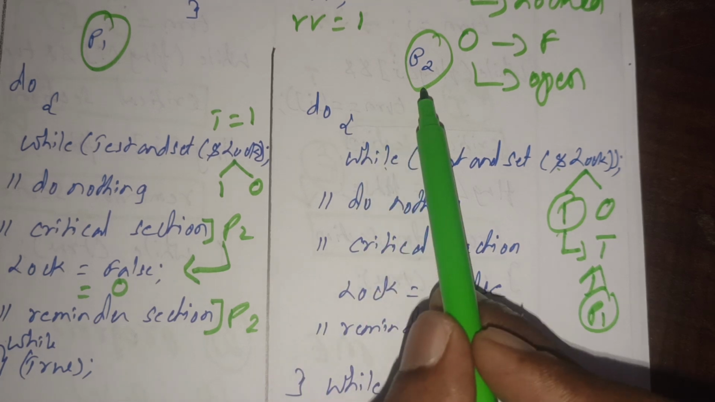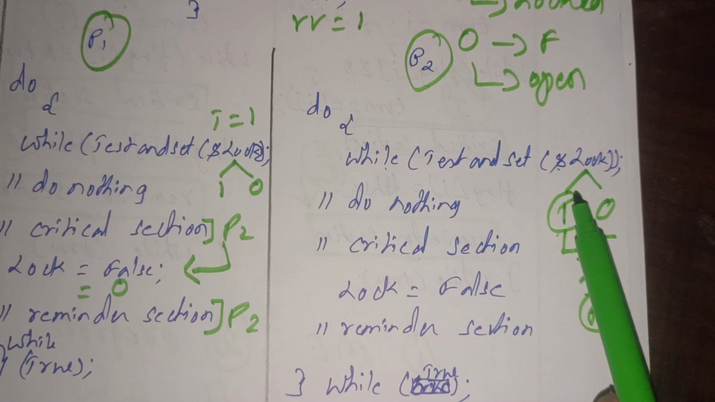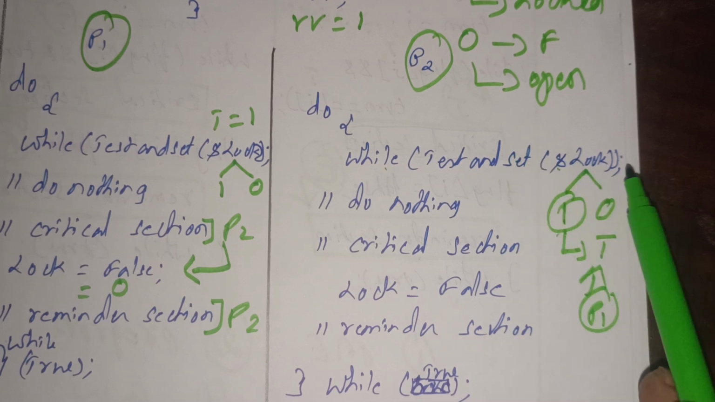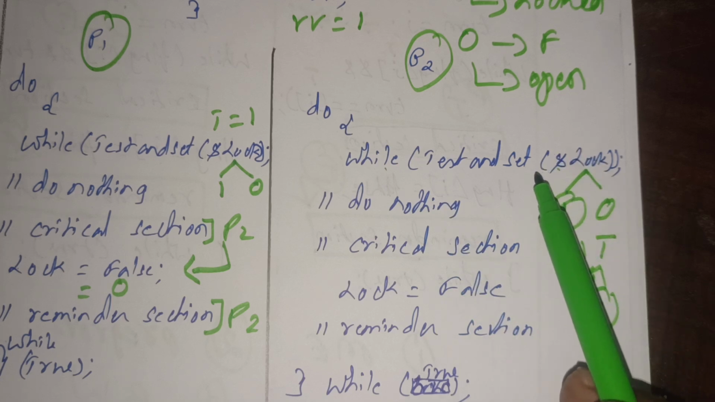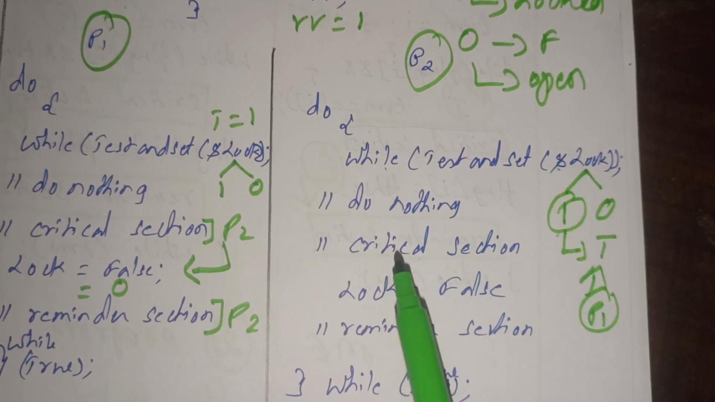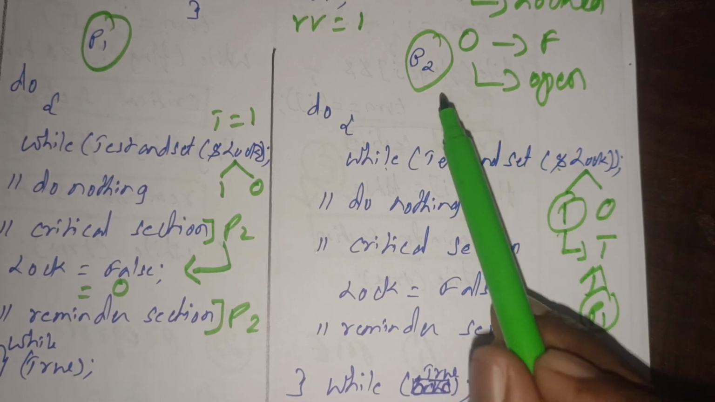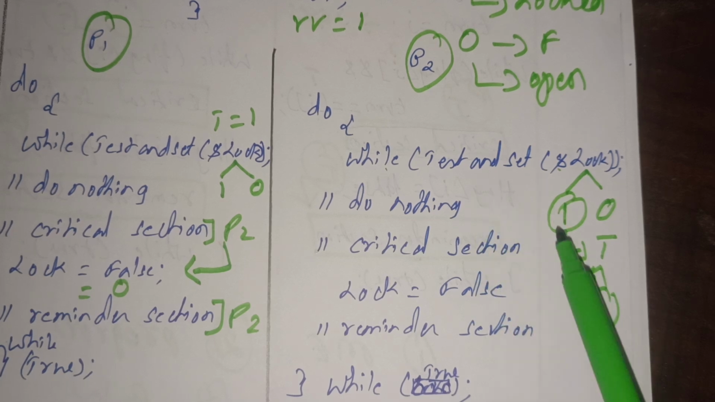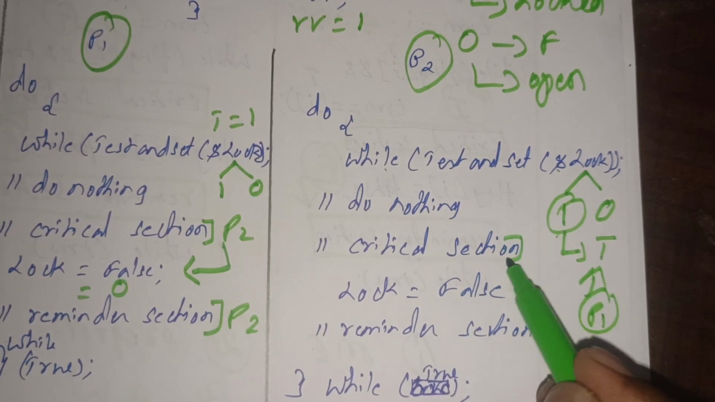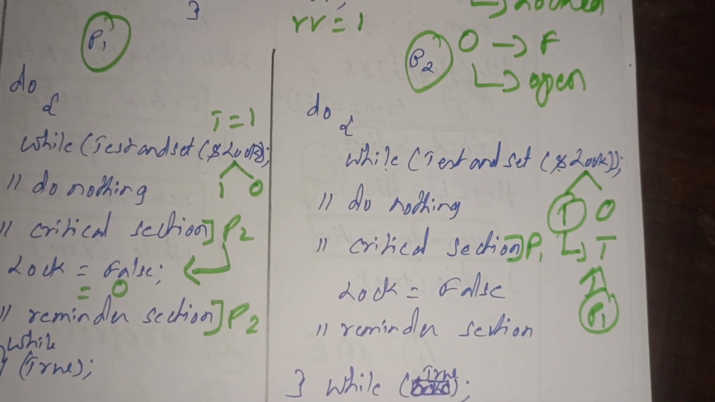Right. If P2 is checking that P1 is inside, it is throwing the value as 1. So it will not break this while loop. It will break this while loop when the condition is false. So now it is true, it will not break. This P2 will not break it. So P2 will do nothing. P1 is inside the critical section. Now I will check this. P1 is inside the critical section.